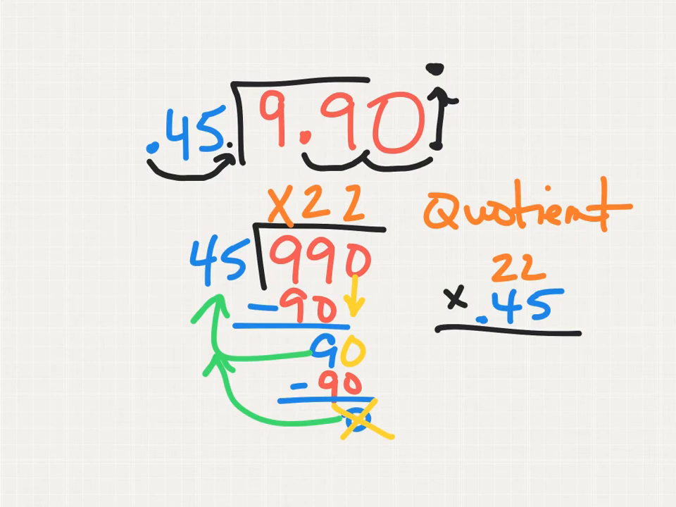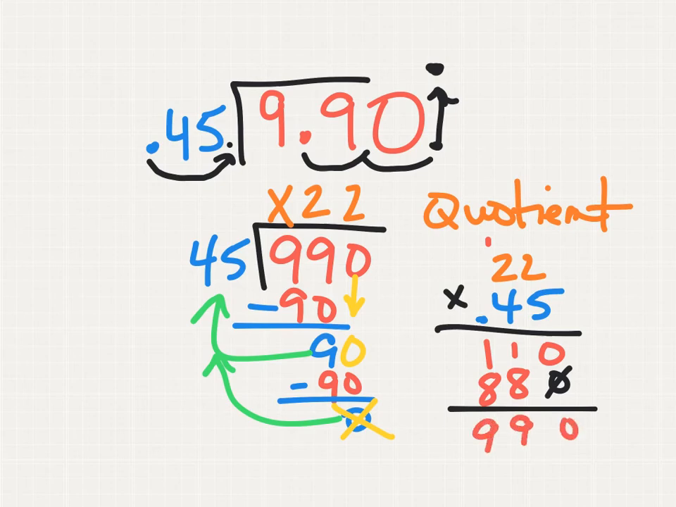And let's see what happens. 5 times 2 is 10, so write 0. Carry the 1. 5 times 2 is 10 plus the 1 is 11. Put a placeholder here. 4 times 2 is 8. 4 times 2 is 8. And when I add these together, I get 990.